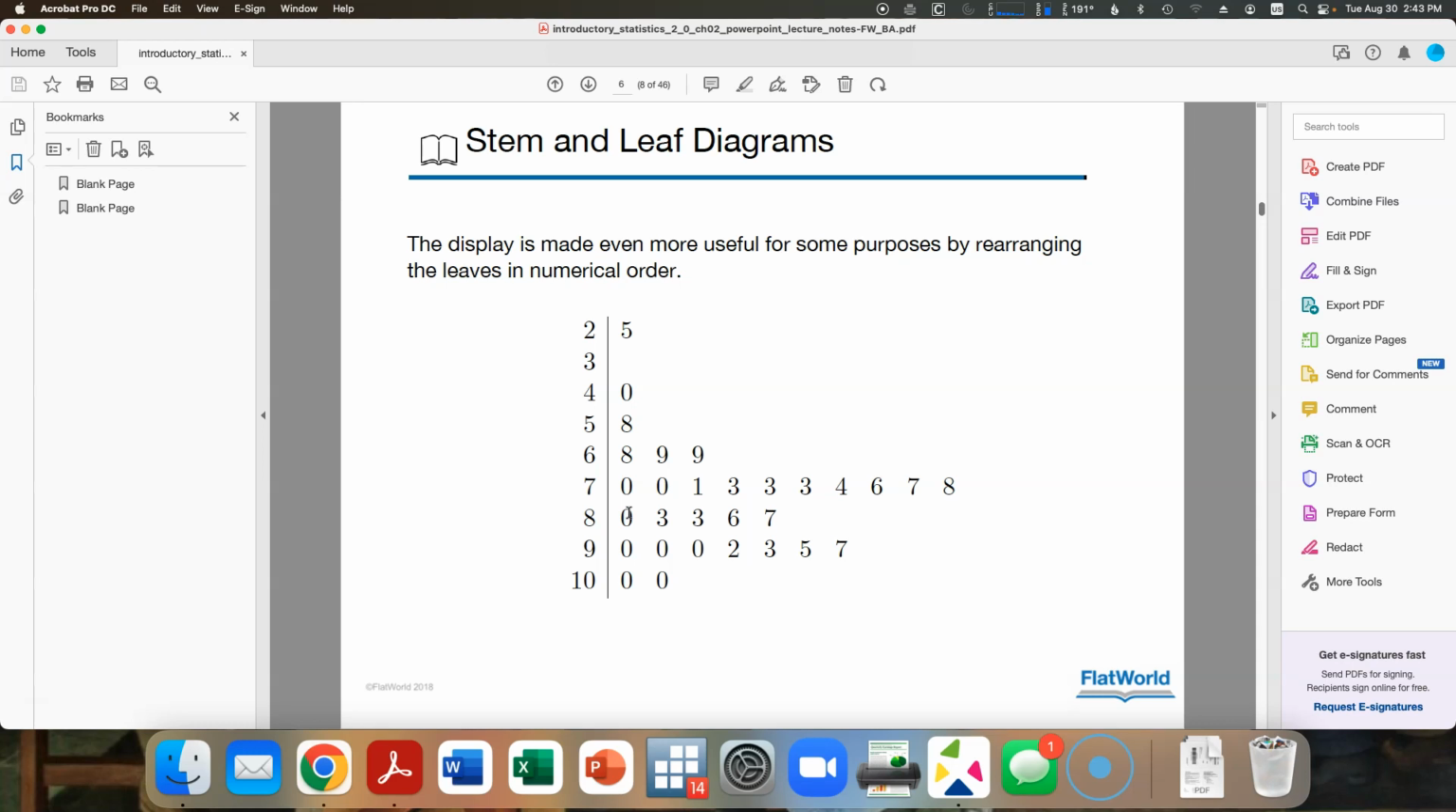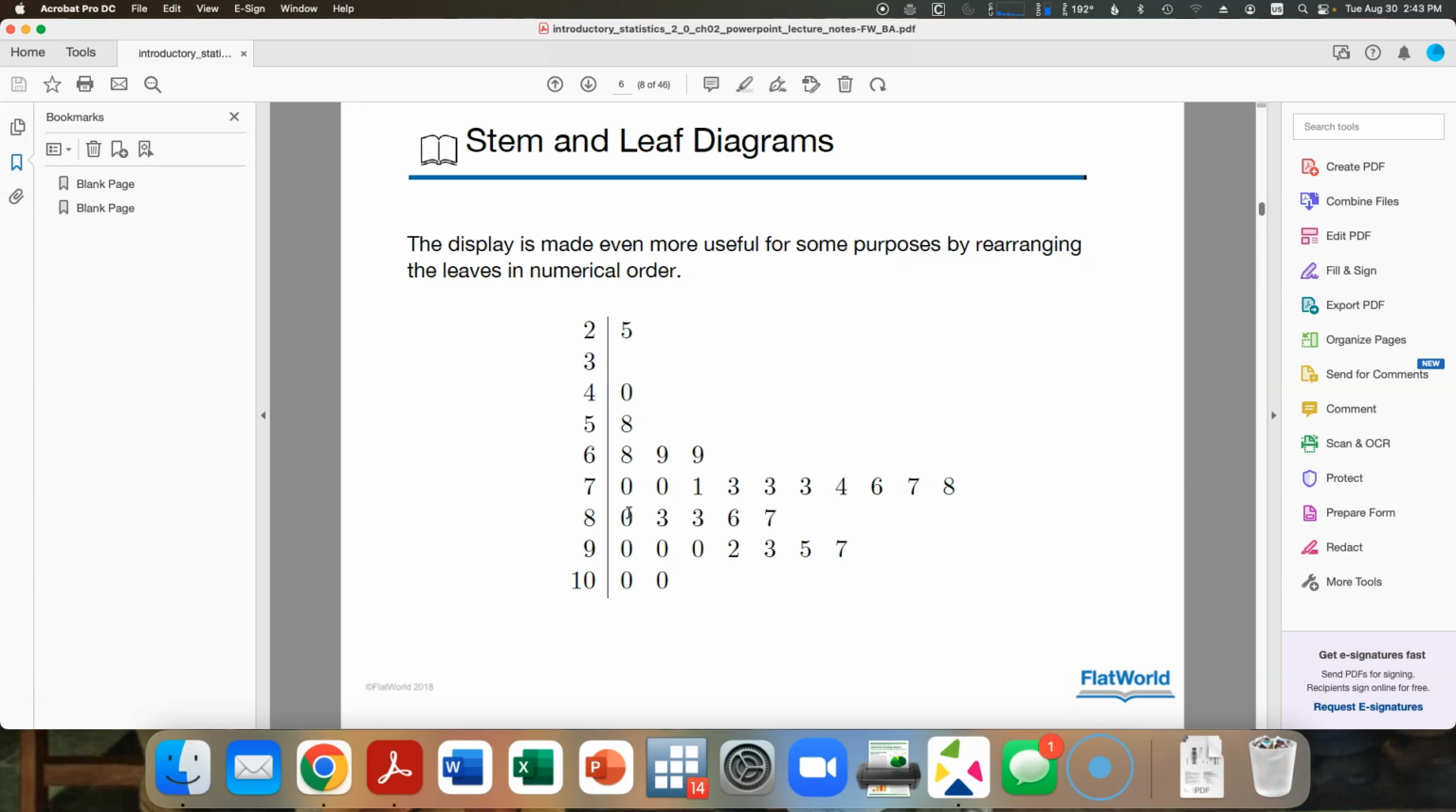Now, besides the stem and leaf diagram, the other thing we could... Sorry, let me make one last comment about stem and leaf diagrams.